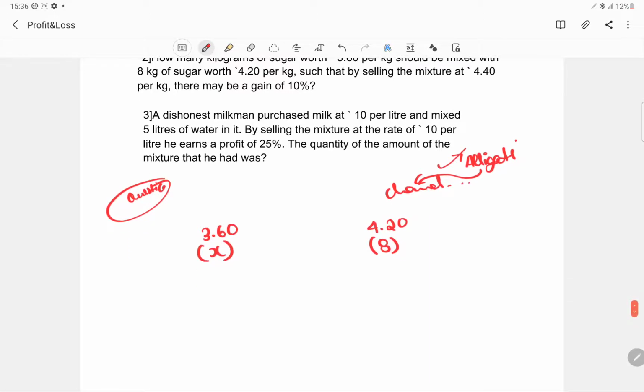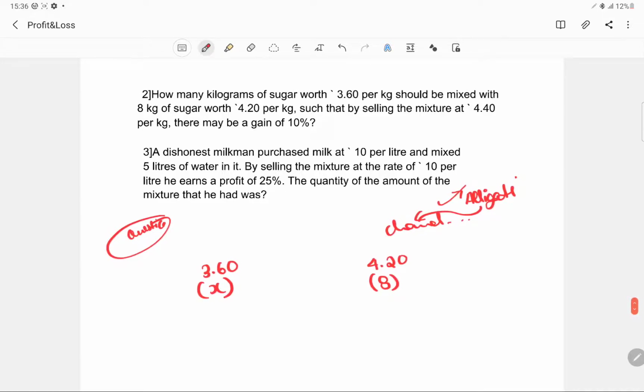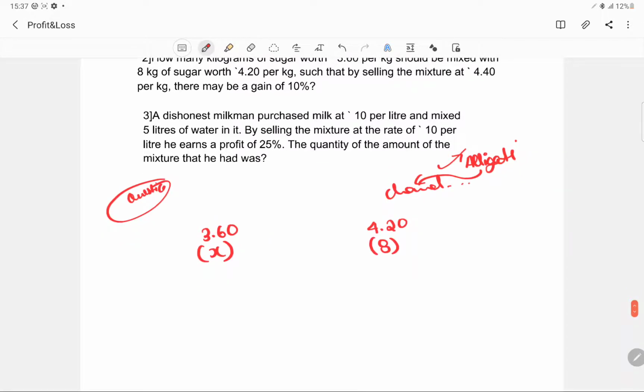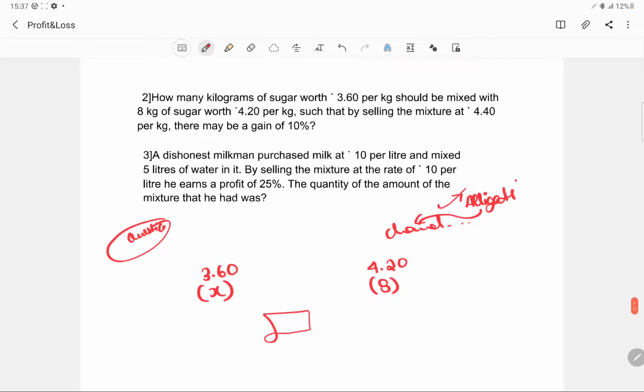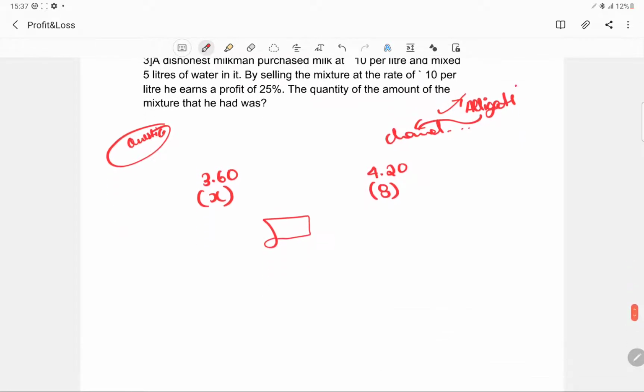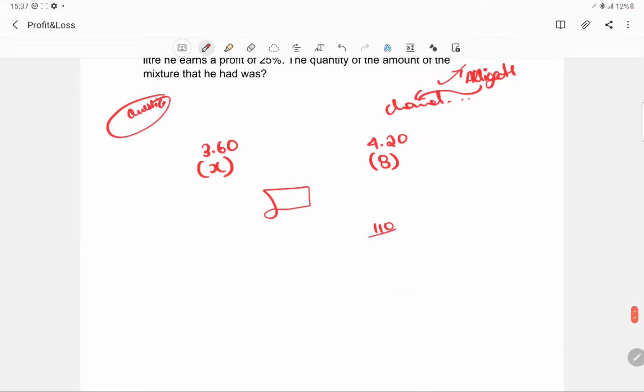And he's saying that by selling a mixture at this price, he gains 10%. So you are not aware of the cost price. You mixed these, it cost you 4.20, it cost you this, and then you created a mixture. So what was the cost price of the mixture? For that cost price, you will use this. Selling price is 110 upon 100 of the cost price, and this is equal to 4.40. Now from here you will get the cost price of that.